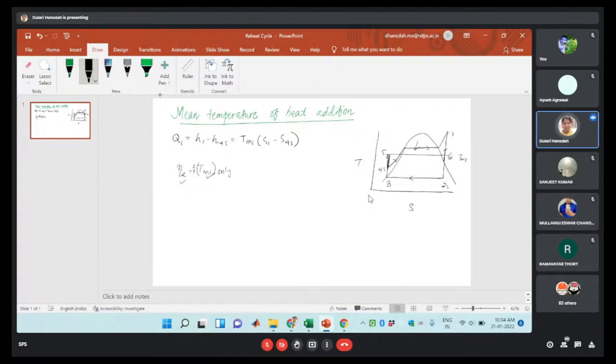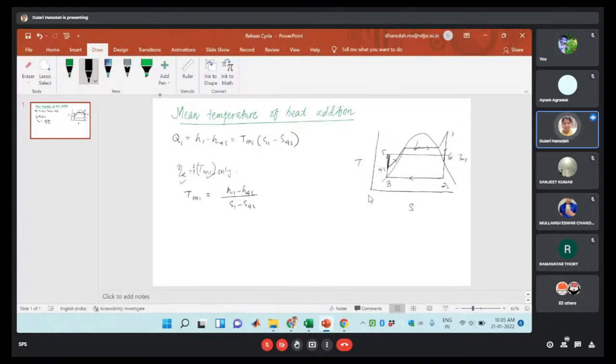Because the area under 1 and 4s is similar to the area under 5 and 6, the heat addition I can represent in terms of the mean temperature also. So from this equation, the mean temperature we can write as Tm1 equal to H1 minus H4s upon S1 minus S4s. This is the mean temperature we can find from this relation.